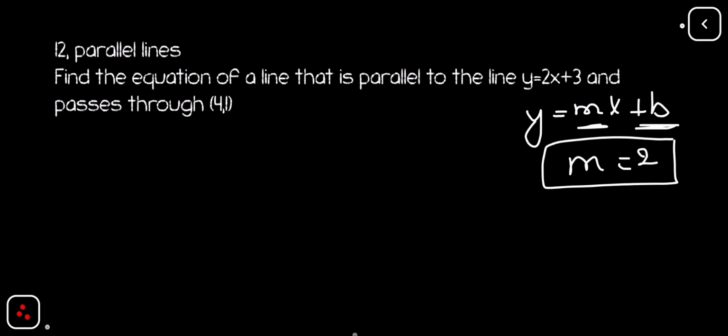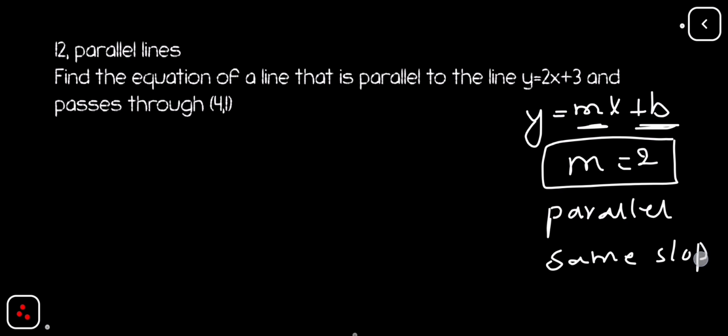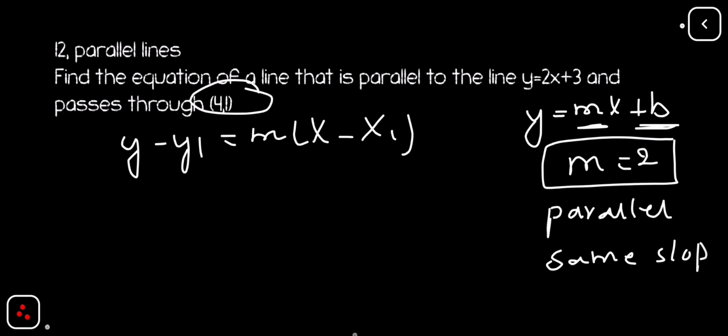Now we understand that m is equal to 2. We have to understand another point, that parallel lines have the same slope. So now the new equation will have the same slope. Now we have the slope and we have the point. And the formula for having a slope and having the point is y minus y1 is equal to m times x minus x1. So y minus 1 is equal to m, which is 2, times x minus x1, which is 4.